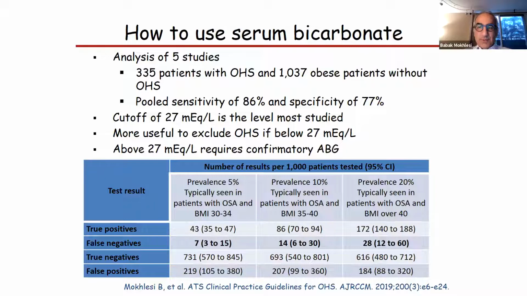And this is what we also found when we put together the American Thoracic Society clinical practice guidelines for OHS last year. This was what we noticed in combining all the literature, and it's a busy slide, but I'll summarize it for you. At the end of the day, if the bicarb is above 27, we recommend a blood gas. If it's below 27, we feel that there's a good chance that you won't miss that many people. And even if you miss people, they probably have very mild hypercapnia, perhaps PCO2s of 46, 47, 48, those kinds of things.